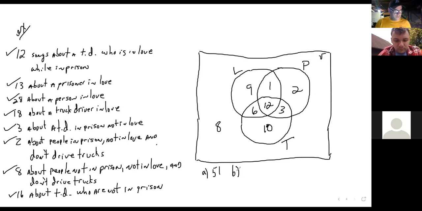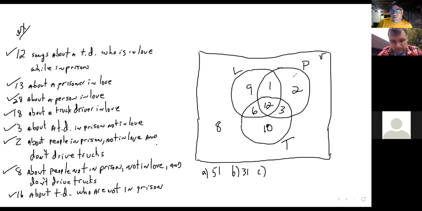B. How many songs were just about truck drivers? And that would be 6 plus 12 plus 3 plus 10, which is 31. Just everything in T. Next question, how many were about prisoners?